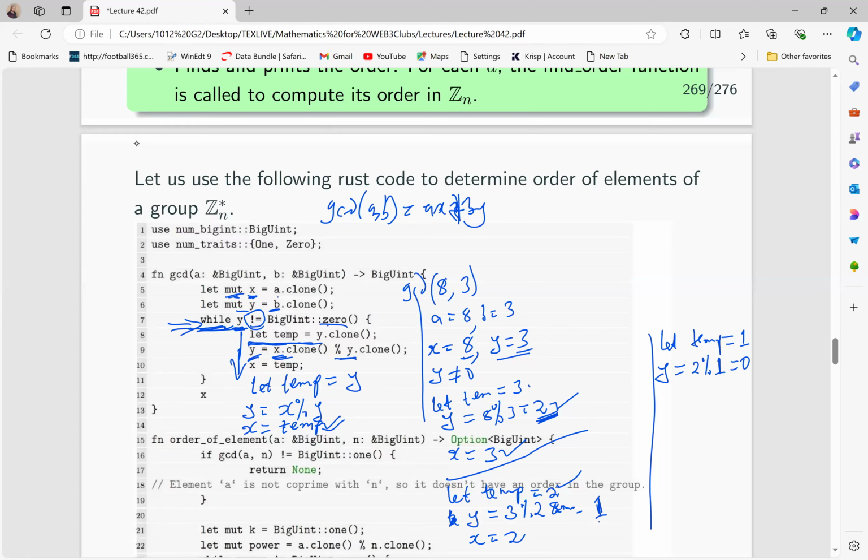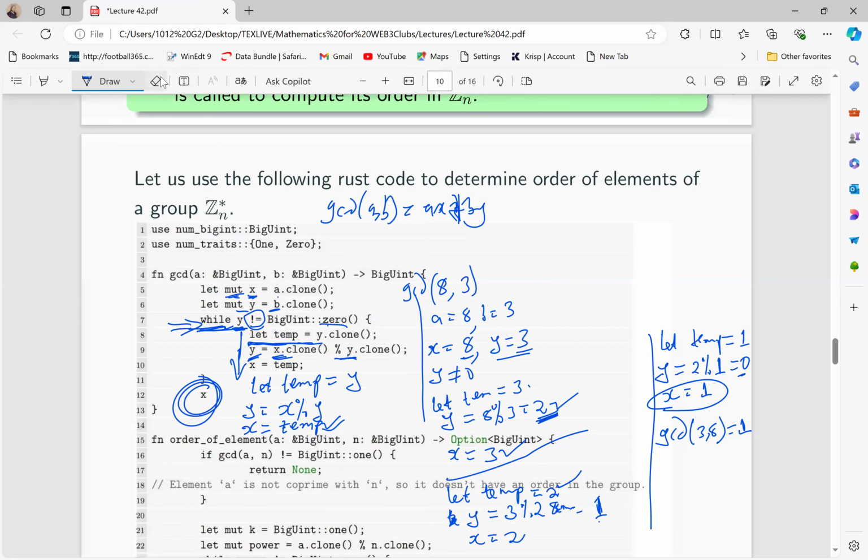And what about x? X becomes what was temporal. And then when y becomes 0, the GCD is the x. So that means the GCD of 3 and 8 is x. Our x is 1. The GCD is x. So that is how it finds the GCD.